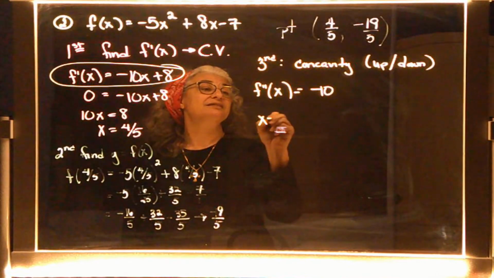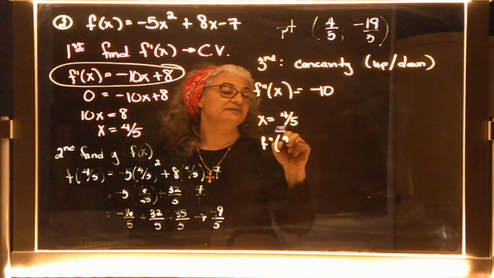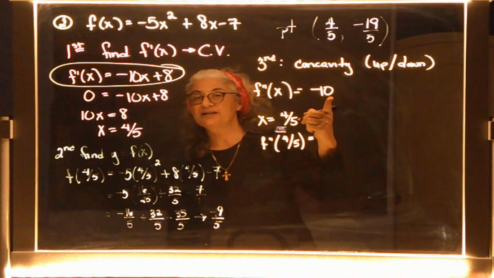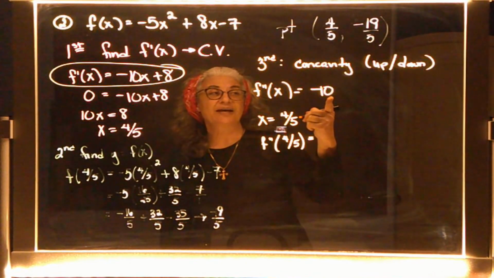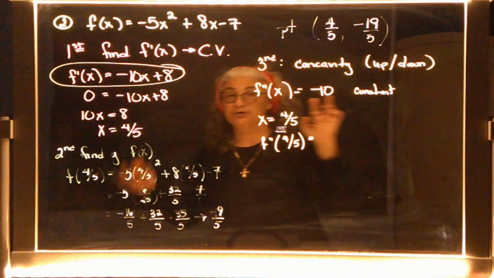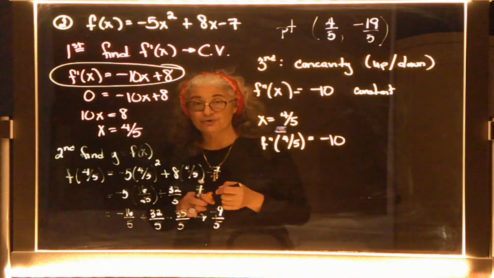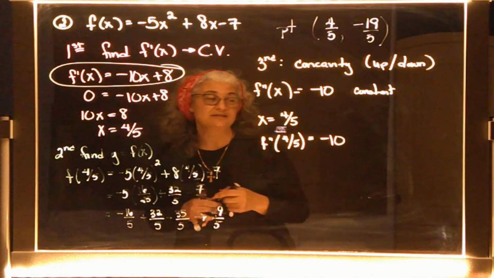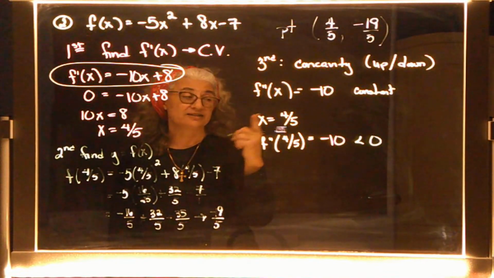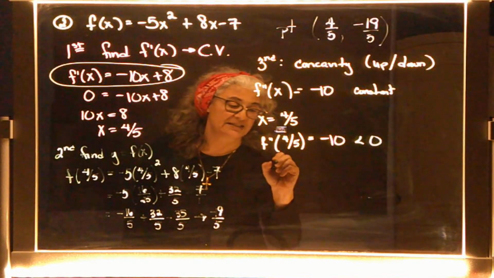So in this case, since x equals 4/5, and we plug in that 4/5, well, here's the deal. Do you notice there's no x here? So since there's no x here, this is a constant, isn't it? So even though you're plugging in 4/5, you're just still going to get a negative 10. Agreed? Which means that's less than 0. And so since it's less than 0, this concaves down.